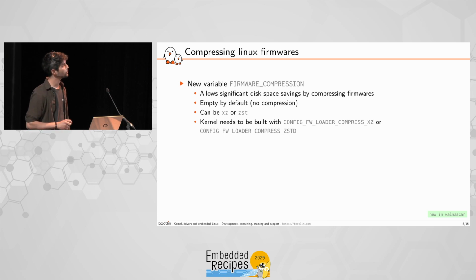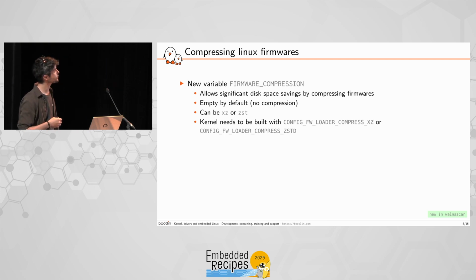That's a new variable, which is also quite recent, and I think it's really nice. There's no reason to not use it. It allows you to compress the firmwares that you install on your target, if you have any. So it's a single variable called FIRMWARE_COMPRESSION. By default, it is empty, so no compression is done at all. You can pass either XZ or ZST to this variable, and what this will do is compress the firmwares to install on your target, right?